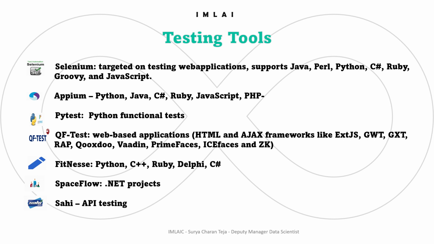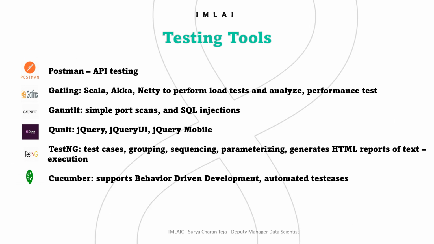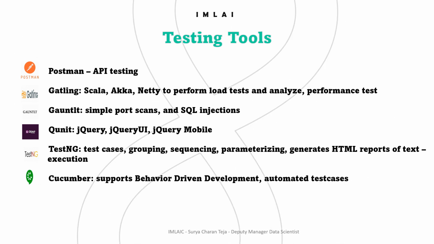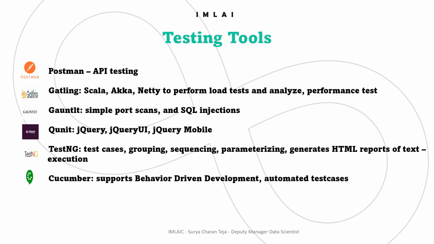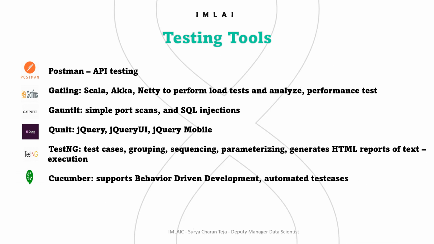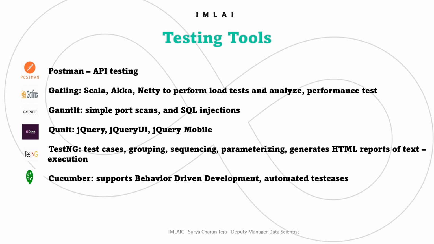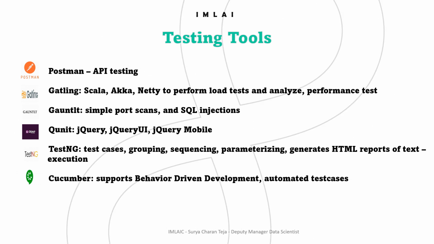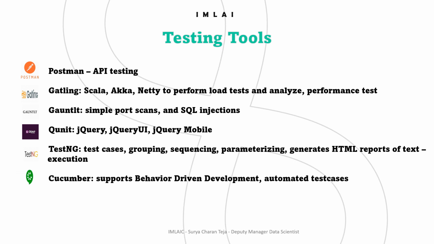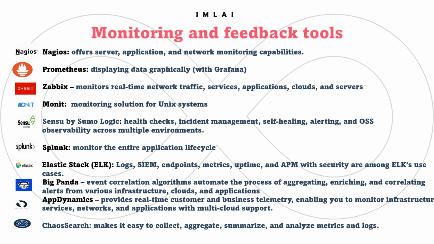In addition to that, we have other tests like Sahi for API testing, and Postman. Postman is also used for API testing. Then there are more testing tools, like Gatling, JMeter, and QUnit. QUnit is famous for jQuery, jQuery UI, and jQuery Mobile. Basically, in mobile applications, QUnit is famous. And then Cucumber and TestNG. These are the famous tools to install in a testing environment.